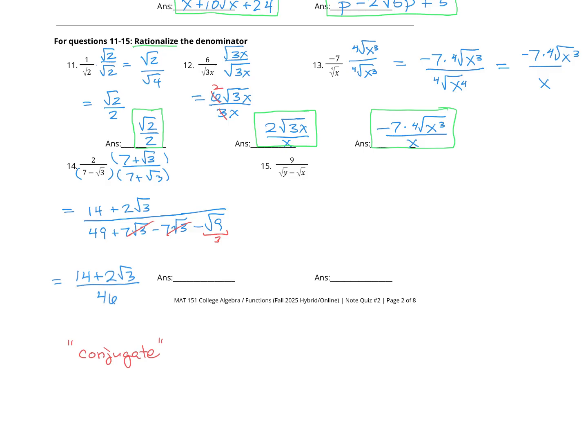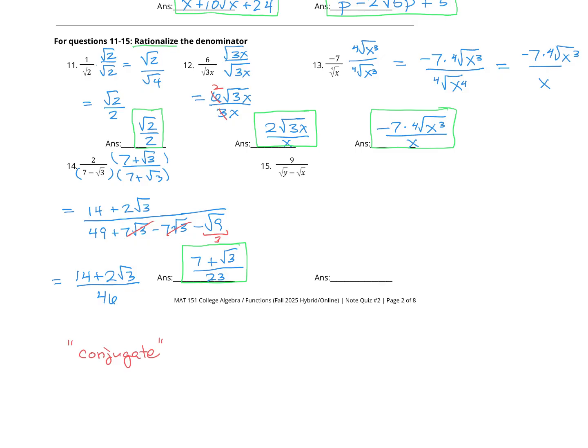We can actually go a little further because we have even numbers as coefficients. If we divide everything through by 2, 14 divided by 2 is 7. 2 divided by 2 is 1. We're not going to write it. And then down below, 46 divided by 2 is 23. So that actually simplifies down to this expression here.